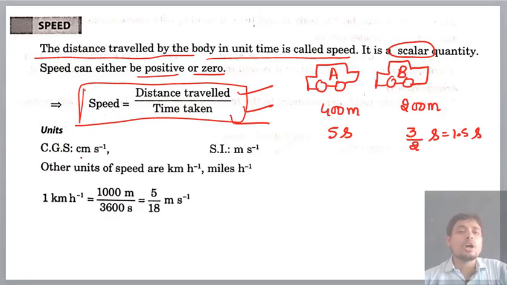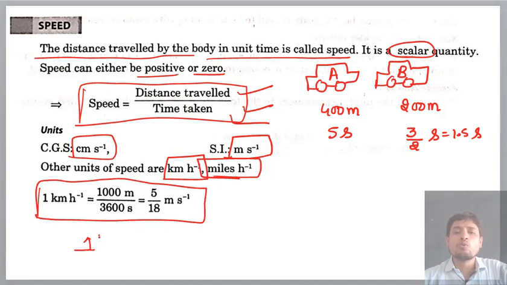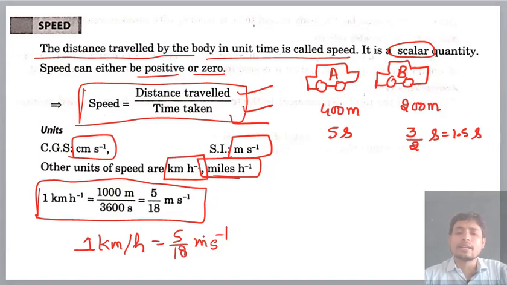Okay. Now the units of speed: CGS system centimeter per second, SI system meter per second. Some other units are kilometer per hour and miles per hour. Okay. There is one conversion from kilometer per hour to meter per second. 1 kilometer per hour is equal to 5/18 meter per second.